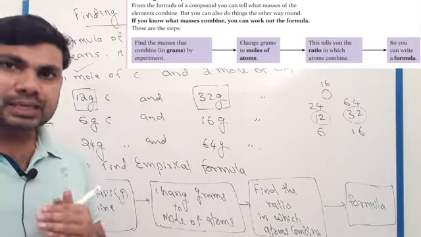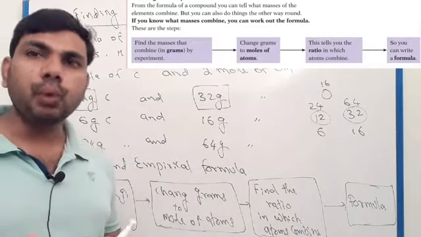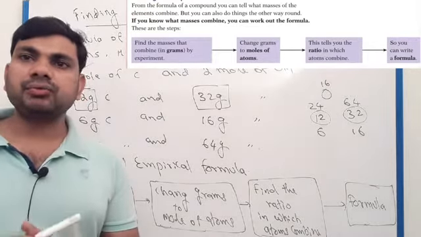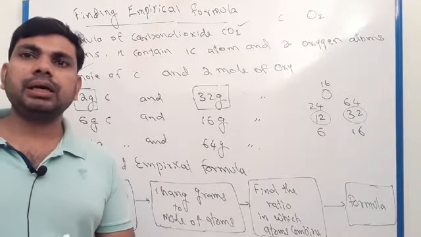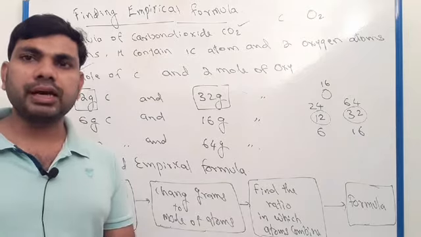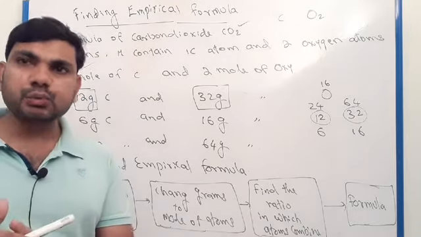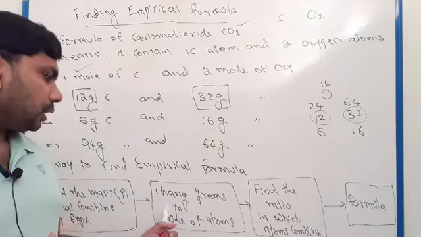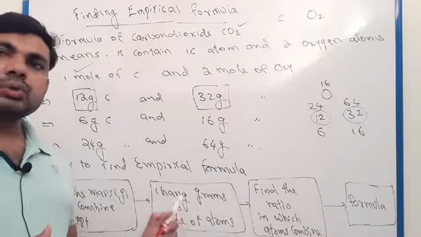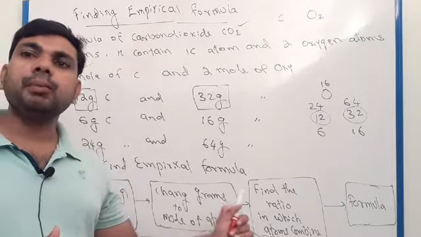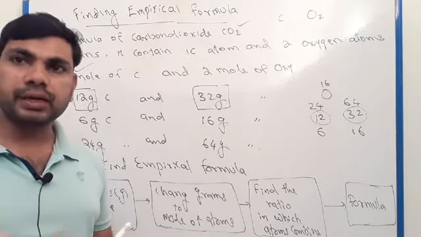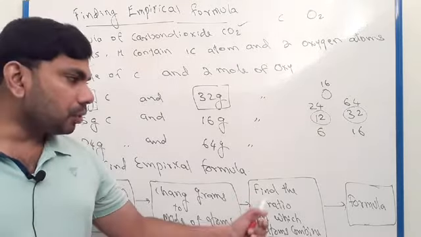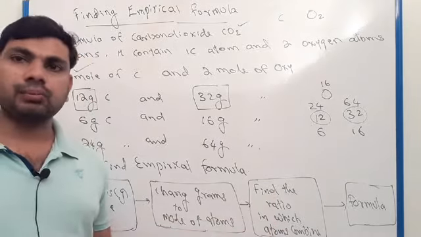Then this mass we have to convert into mole. First, we find the masses of reactant and product involved in a chemical reaction. After that, this mass we convert into mole. Using mole we can find the mole ratio, and using the mole ratio we can find the formula.